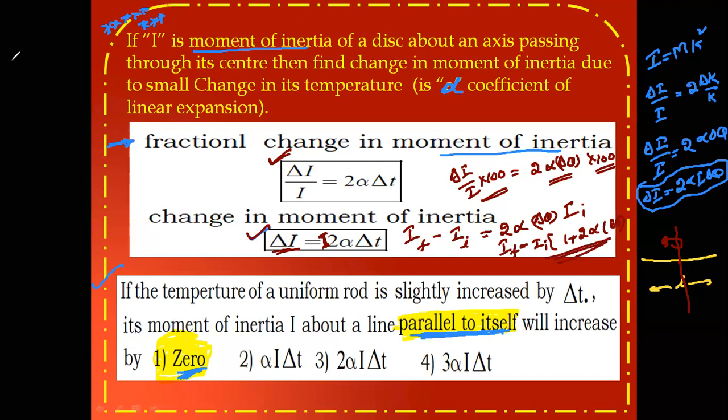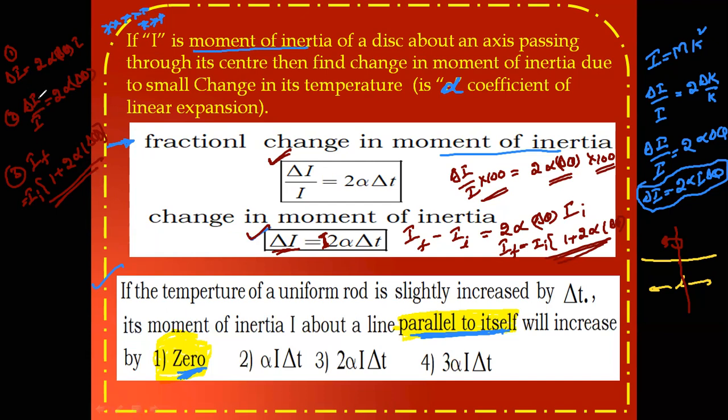So totally, the formulae we have to keep in mind: the first one is delta I, which is equal to 2 into alpha into delta theta into I. Second formula, the fractional increase in moment of inertia equals 2 into alpha into delta theta. Third formula, if they ask what is the final moment of inertia, final moment of inertia equals initial moment of inertia into 1 plus 2 into alpha into delta theta. It is the approximate formula.